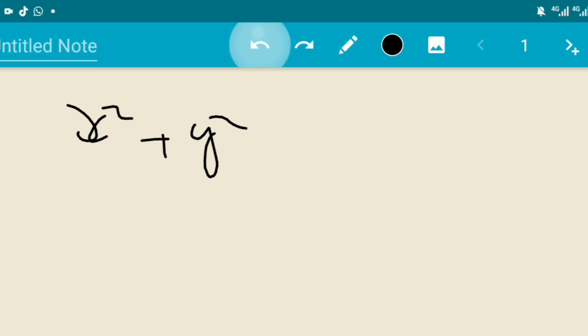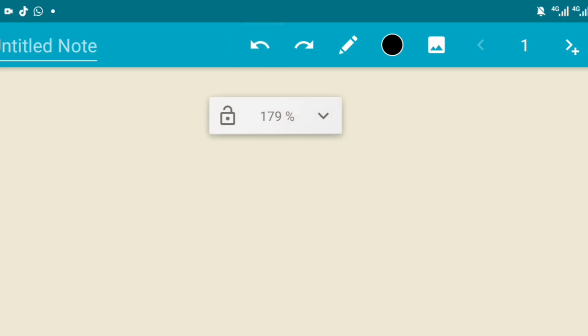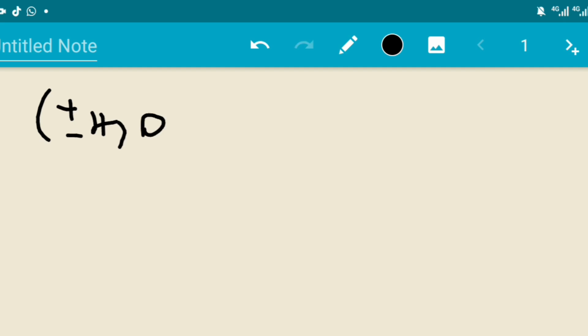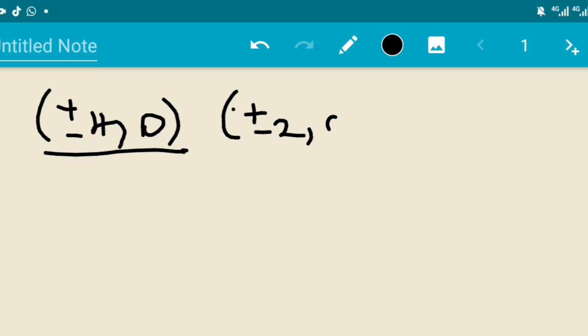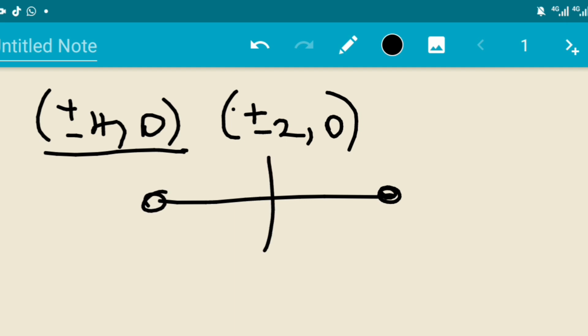All that we've been told, let me just zoom in a little bit, is that the vertices are plus or minus 4 comma 0. We close. These are the vertices, and the foci are plus or minus 2 comma 0. The reason why they're saying plus or minus is because it can be either to the right or to the left of the origin. Those are the vertices.